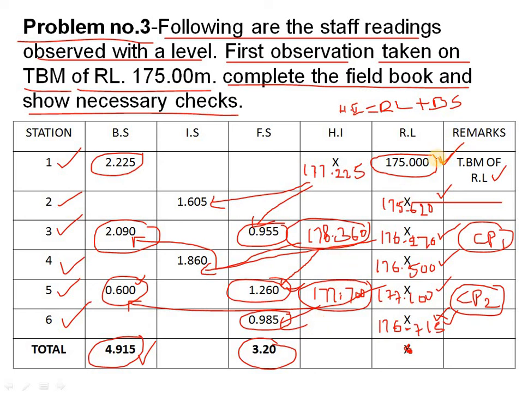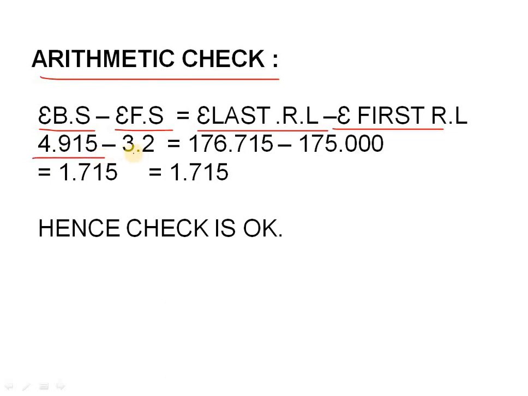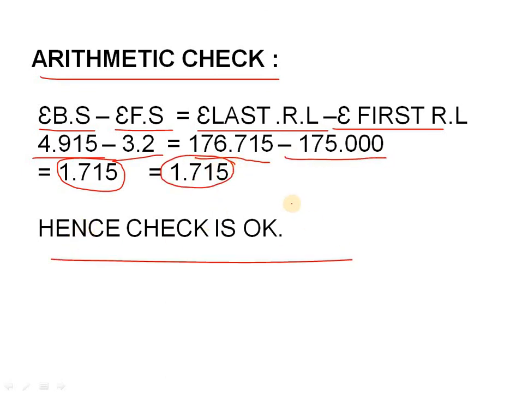Now we take the first RL and the last RL. First RL is 175 and the last RL is 176.715. So let us apply the arithmetic check. Sigma BS minus sigma FS is equal to last RL minus first RL. That is 4.915 minus 3.2, which is 1.715. So here we are getting positive. 176.715 minus 175 also gives positive 1.715. So hence the check is okay.